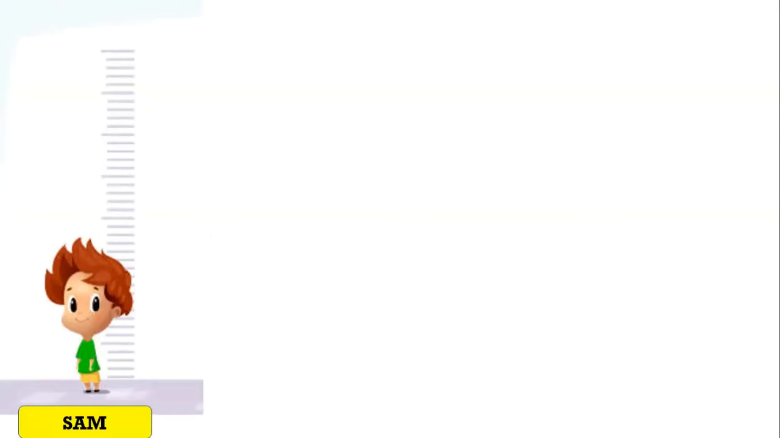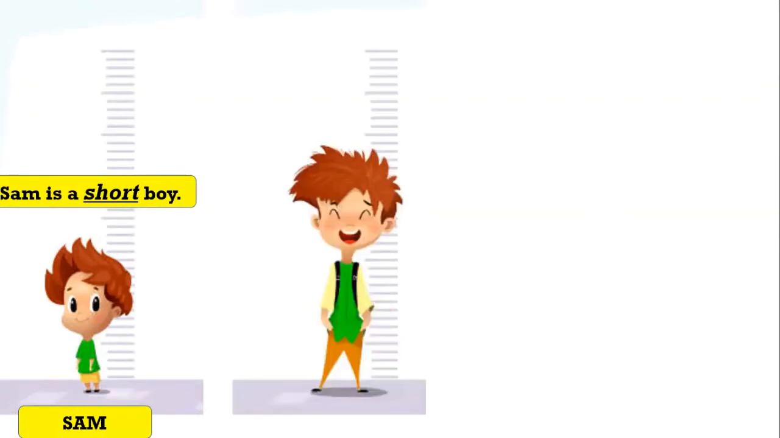When you look at the picture, you can see that he's quite short, right? So how do we tell that in a sentence? Sam is a short boy. Yes, the adjective is short there. Now there's one more person coming up. Okay, he's a bit taller. So, his name is Roy.